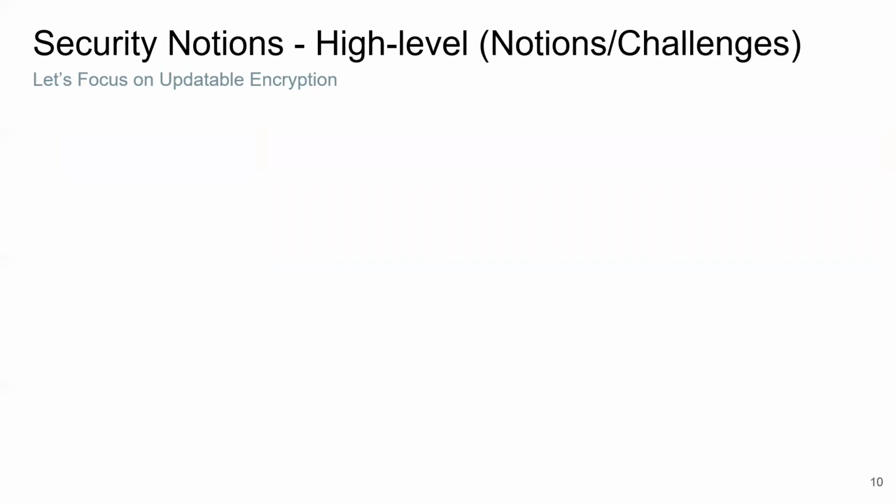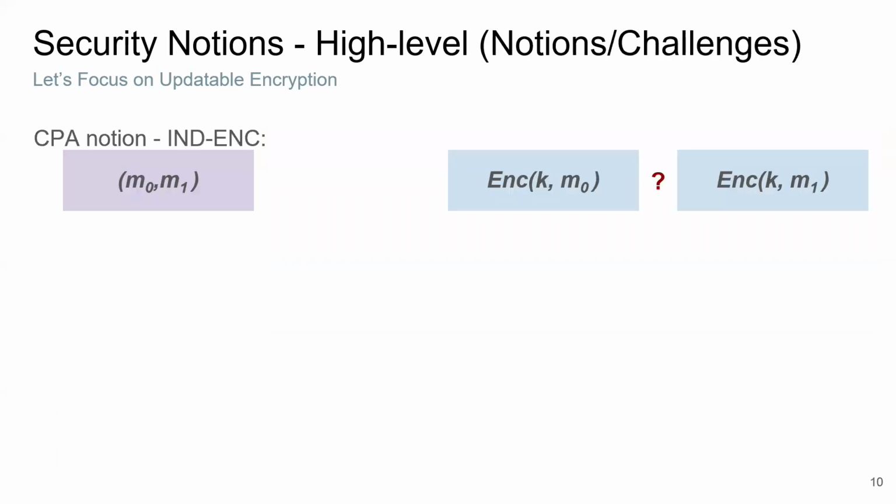So there are a few different notions which you can have in the UE setting. The first was like the CPA notion, which is called IND-enc. Just as you expect, the adversary submits two messages, M0 and M1. It receives a ciphertext and needs to say whether it received the encryption of M0 or M1.